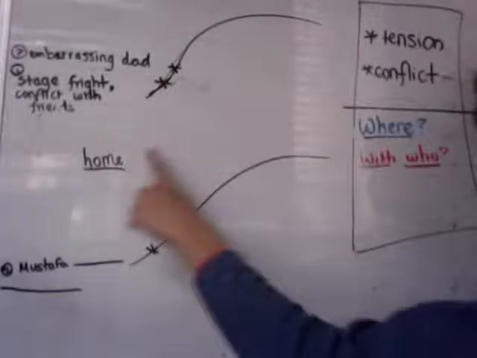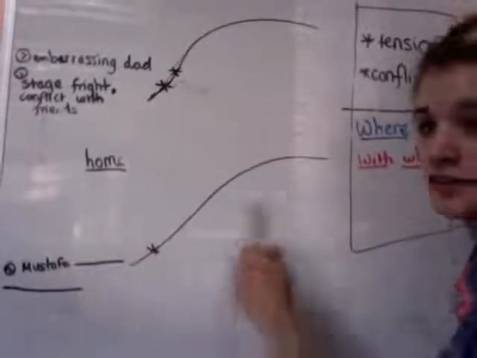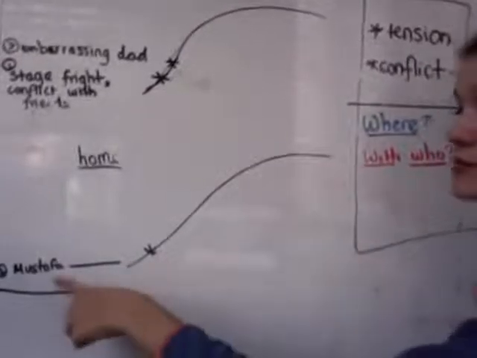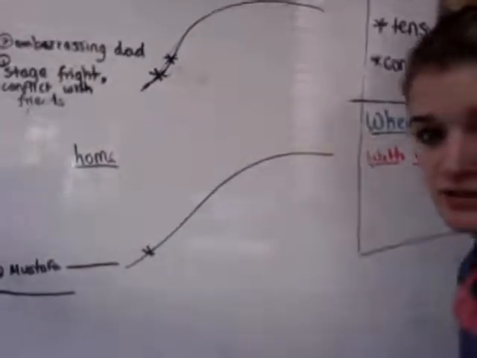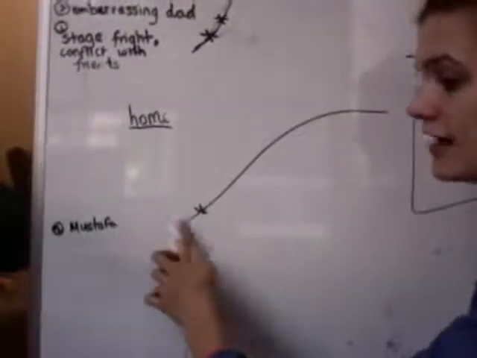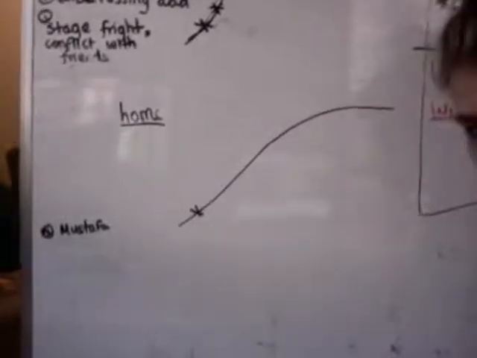We know there was conflict at home. We know it had to do with Mustafa, but we can't just write Mustafa. What was that tension? What was the conflict? That's why I drew lines, is you have to add that. Not just Mustafa, what was that tension that he faced?